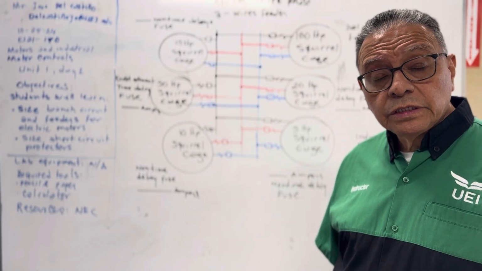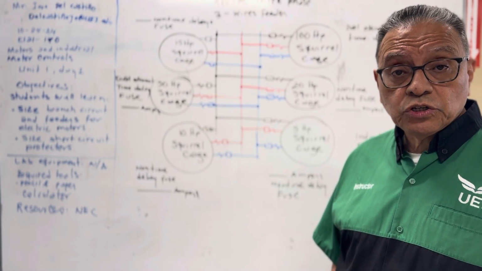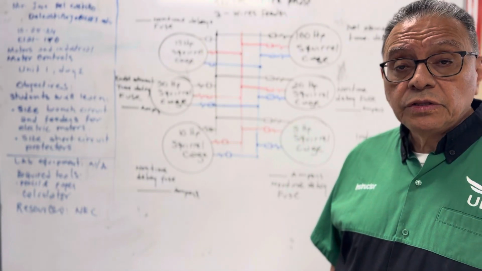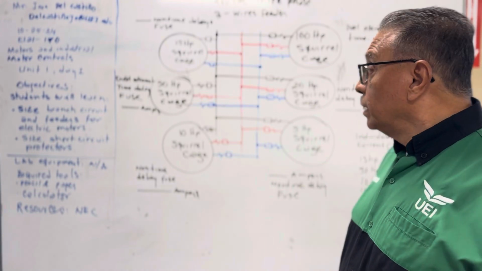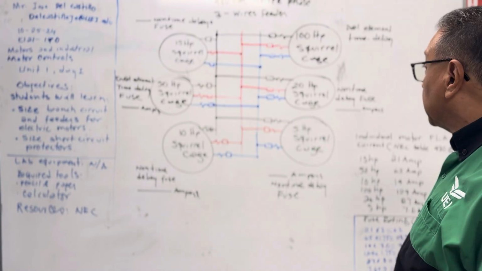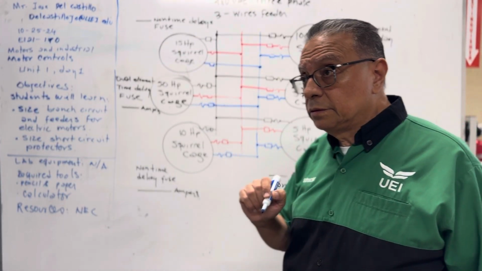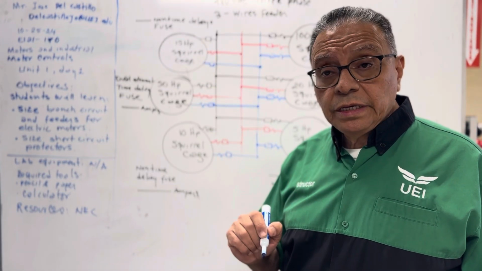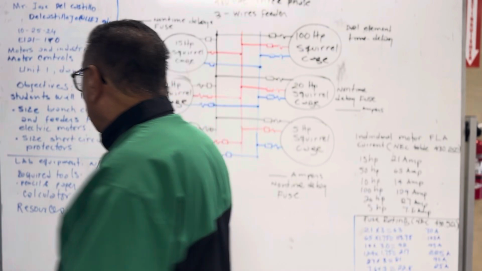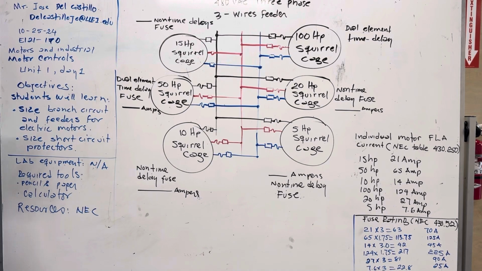Then we are going to be using table 420.52 to determine the rating of my protection. In this case, we are going to be using fuses, non-time delay and dual element time delay fuses based on that table. So these are the two tables that we are going to be using, 420.50 and 420.52.